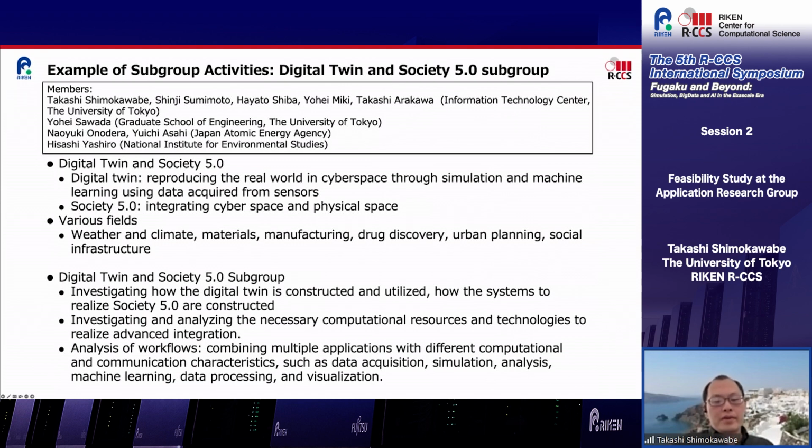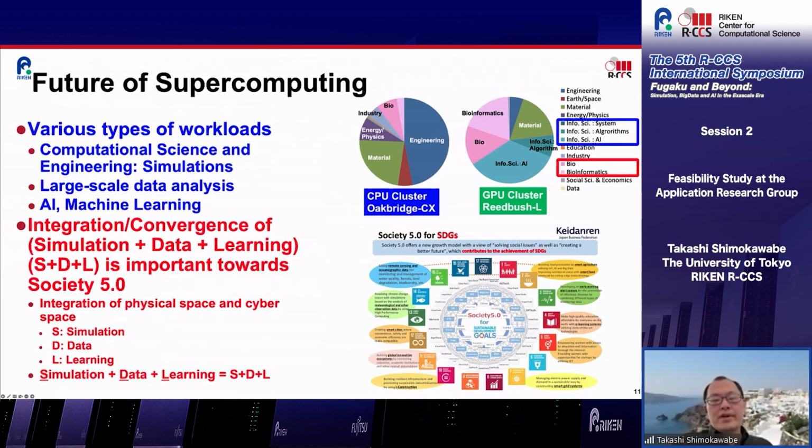In particular, the analysis of the workflow is important for the digital twin and Society 5.0, which is often realized by combining multiple applications with different computational and communication characteristics, such as data acquisition, simulation, analysis, machine learning, and data processing and visualization. So the integration of simulation, data, and learning is important toward Society 5.0.